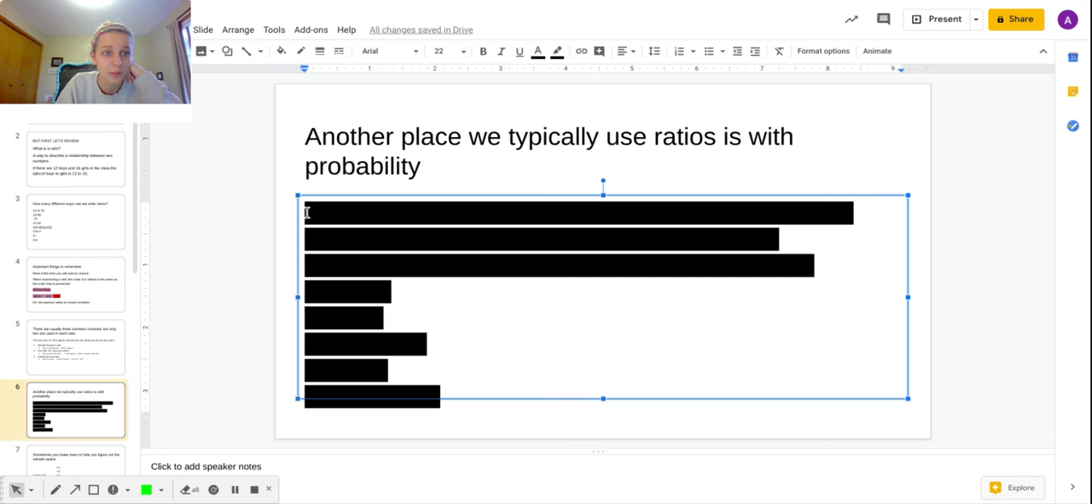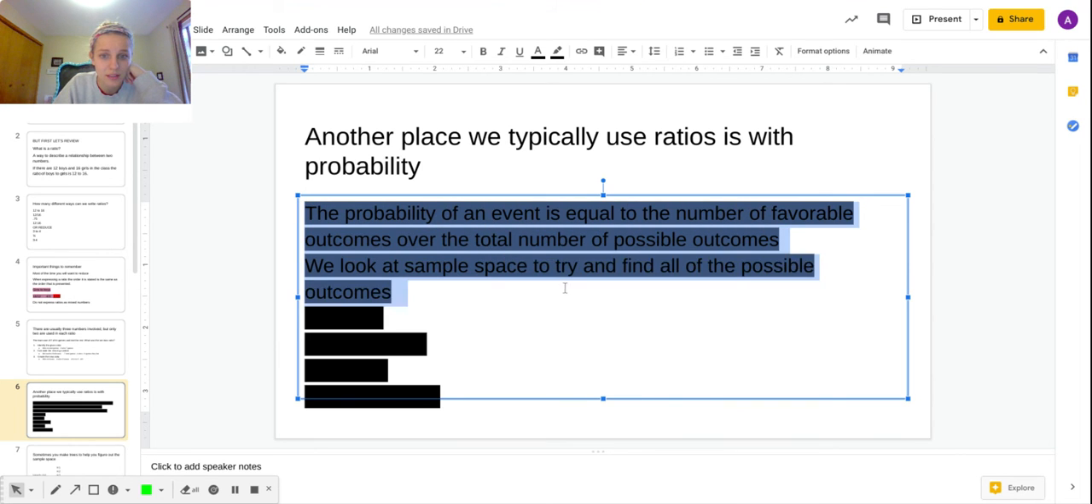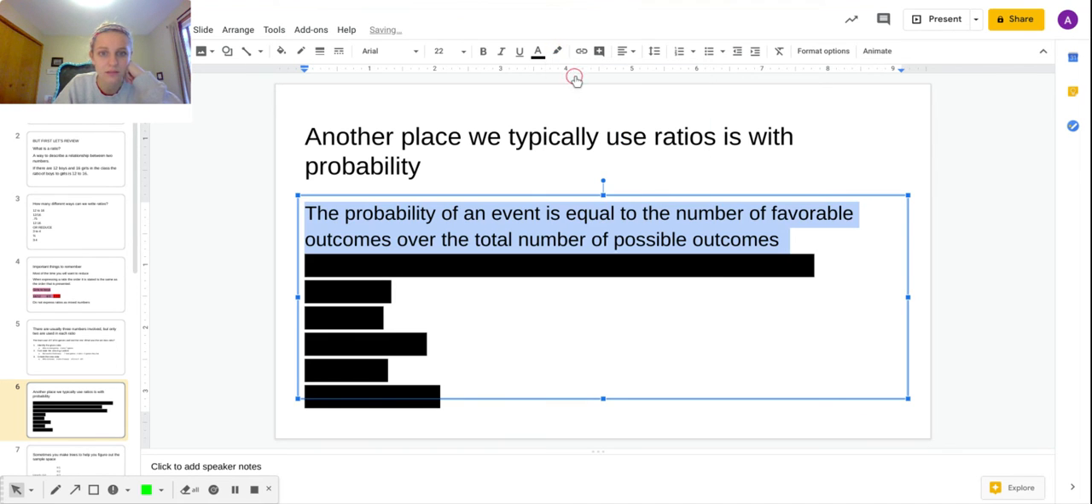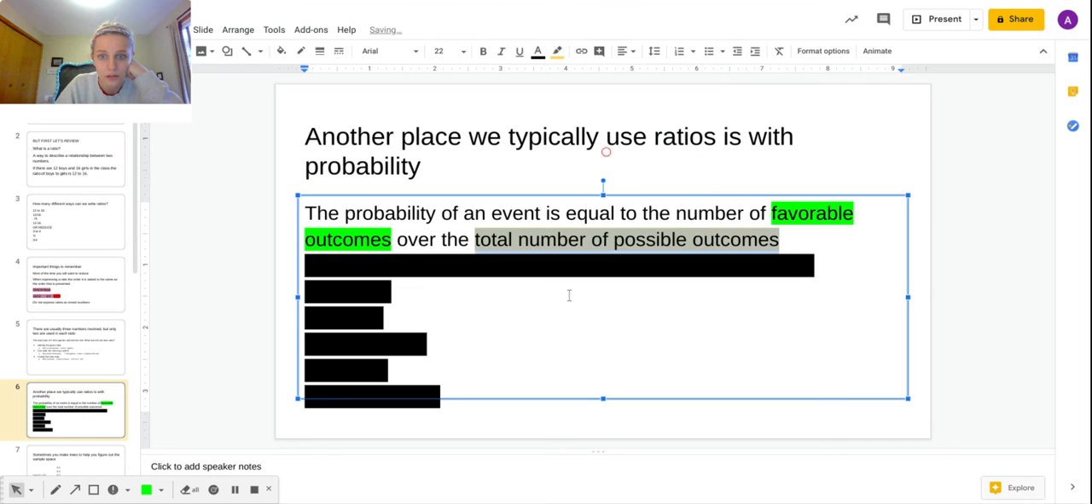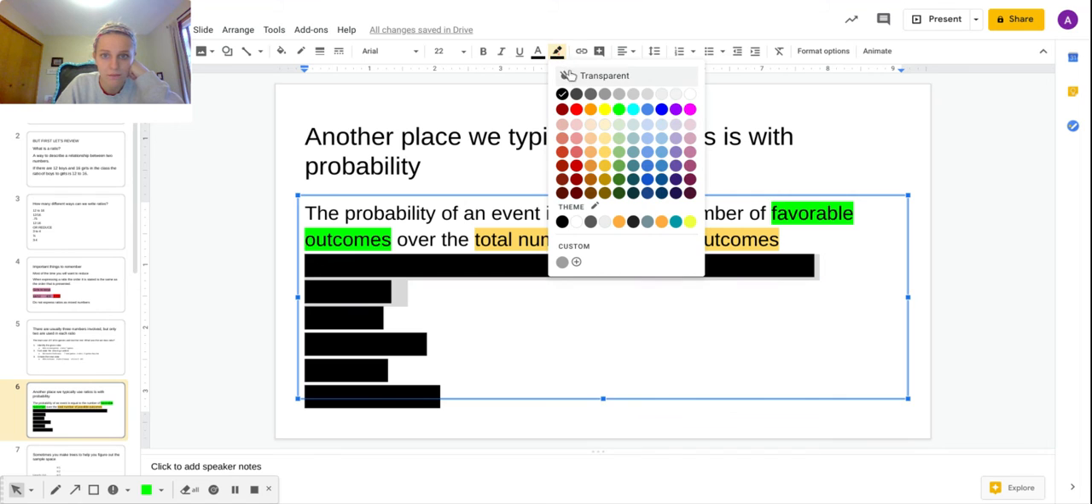So another place we use probability a lot of times is to find probability, or to write probability. So the probability of an event is equal to the number of favorable outcomes over the total number of possible outcomes. The number of favorable outcomes, that's the top bar, over the total number of possible outcomes, okay? So those are our two things that we are comparing.